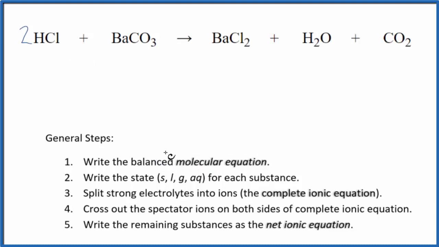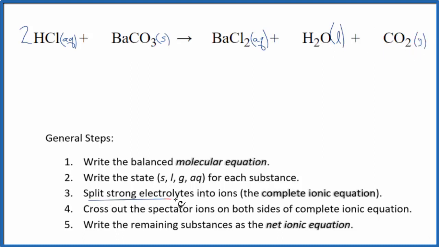Next, we need to write the states for each substance. Hydrochloric acid, a strong acid, is going to dissociate into its ions. We're going to call this aqueous. Barium carbonate. Carbonates are often insoluble. So in this case, barium carbonate is insoluble. That means it's a solid. So we have our barium carbonate. Chloride's very soluble if you know your solubility rules. Water's a liquid. And then carbon dioxide, that is a gas. So we have our states.